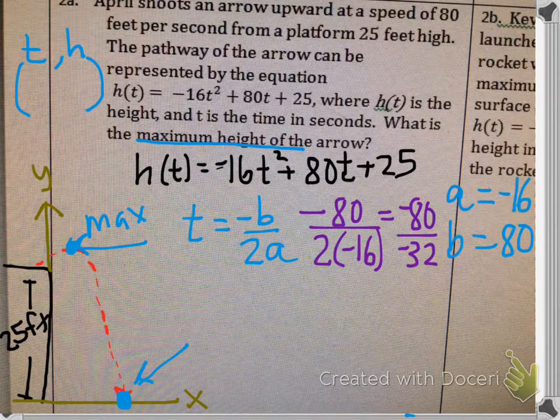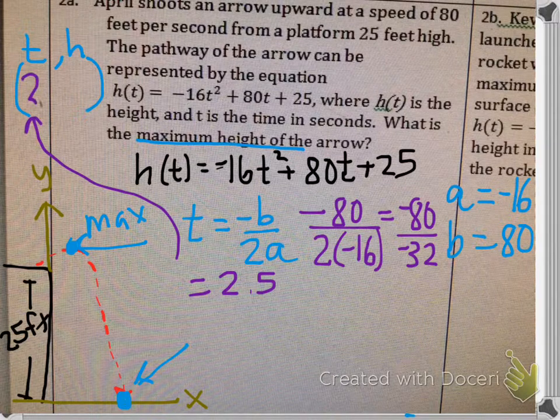When you divide, two negatives make a positive, and if you divide 80 and 32, you should get 2.5. So 2.5 is our time, so in 2.5 seconds, we could write that for our x-coordinate. It's going to be at its highest point, and we actually have to find that height. So how do we find the y-coordinate, which is really the maximum?